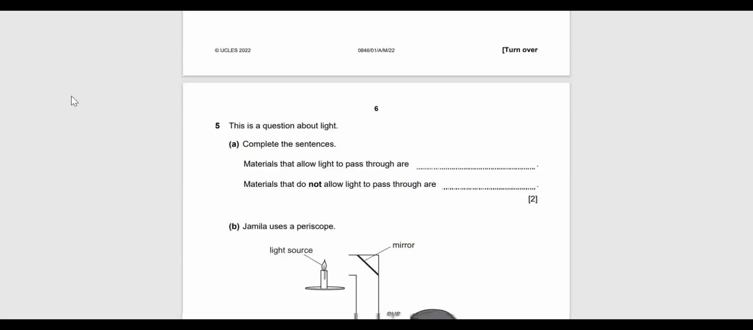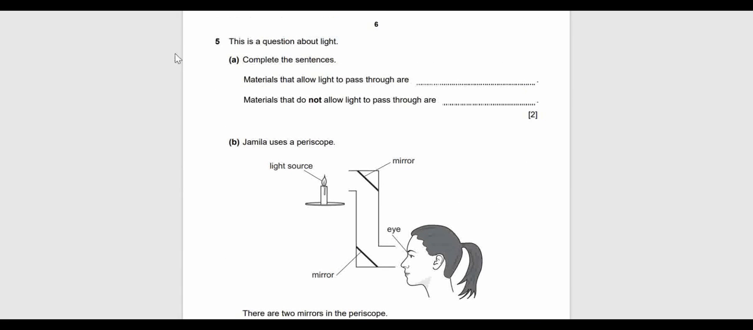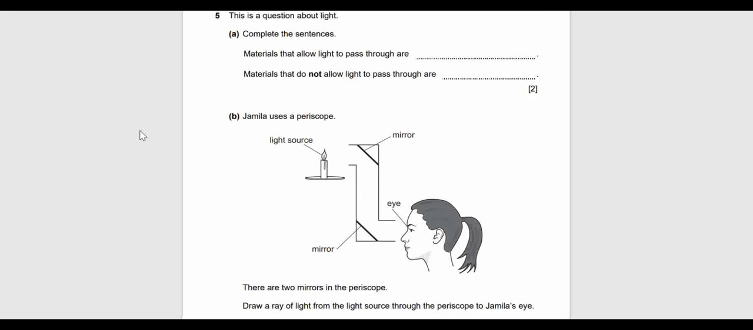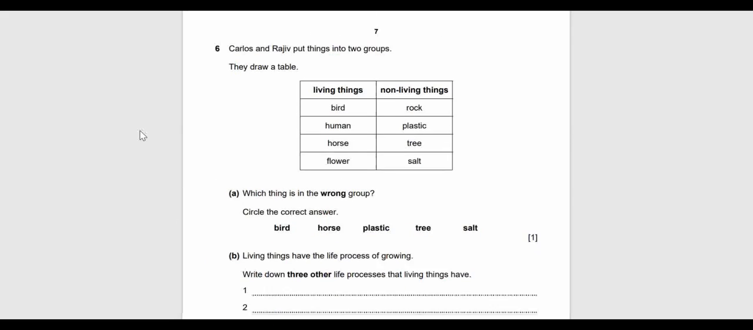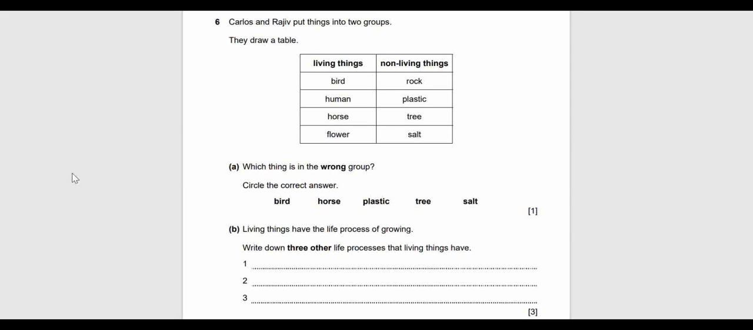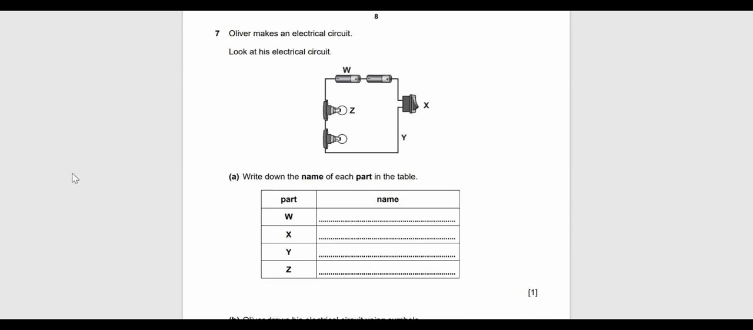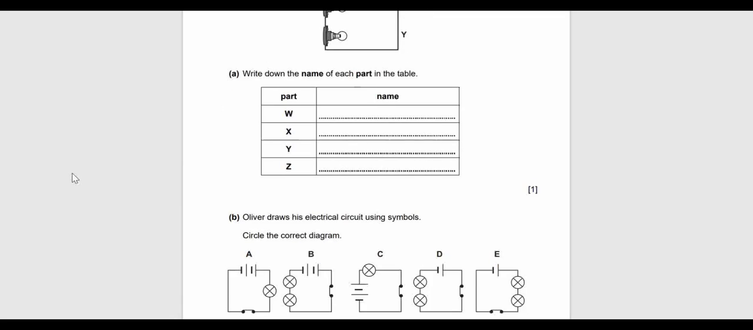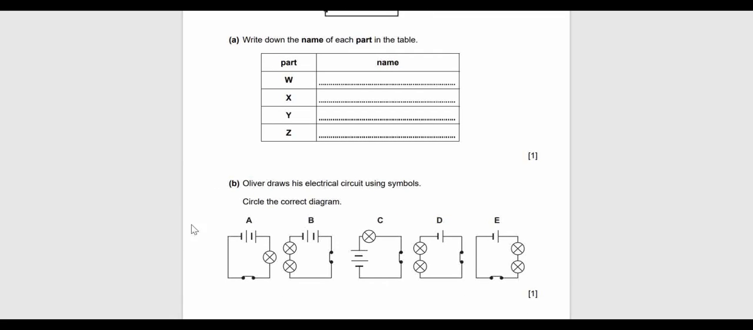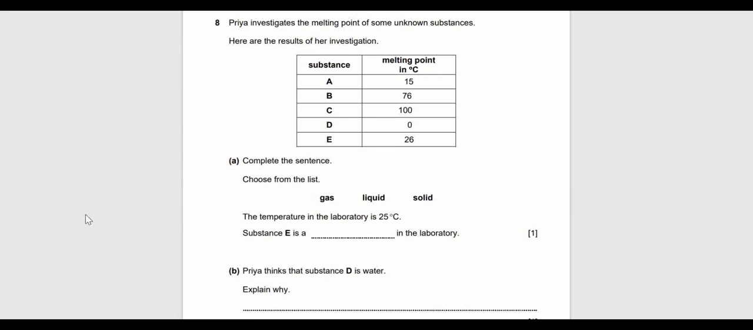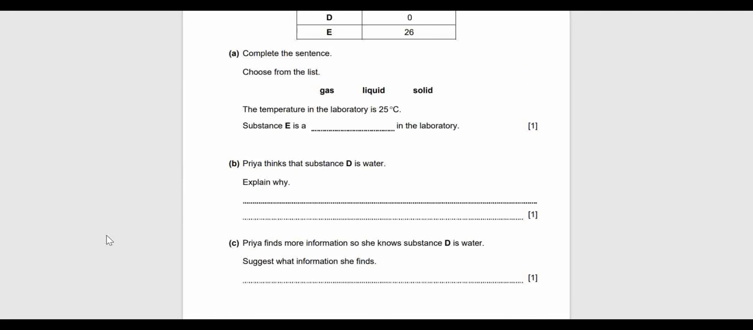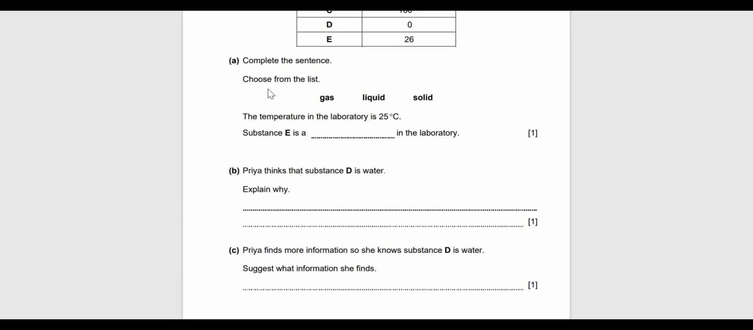This is page 6, and this is question 5A, 5B, and this is still 5B, and this is question 6A and B. This is question 7A, and this is 7B. Next, this is question 8A and 8B. Next is 8C, so 8A, 8B, 8C. So you may pause and take a screenshot.